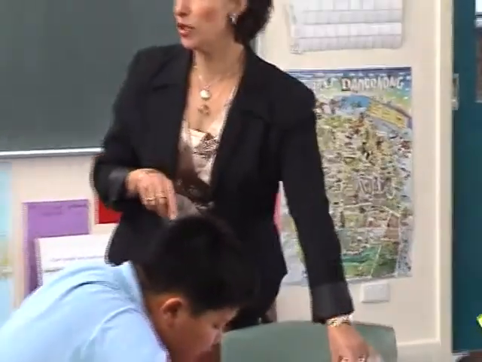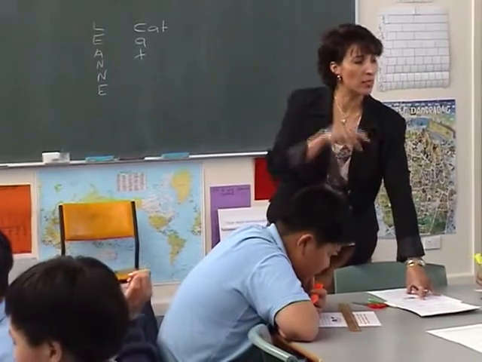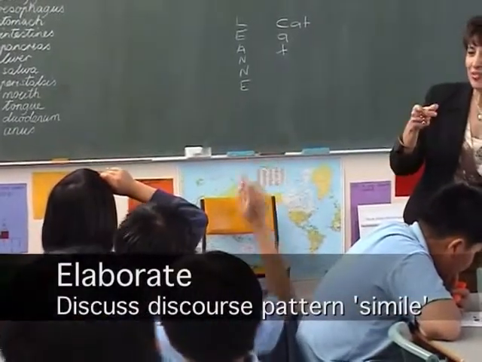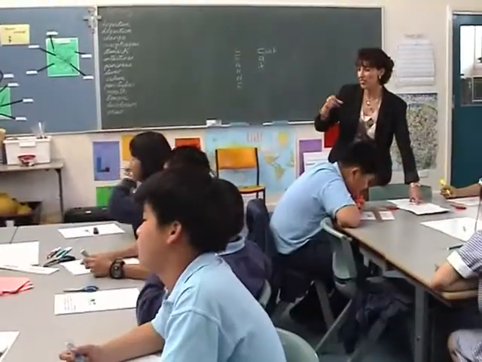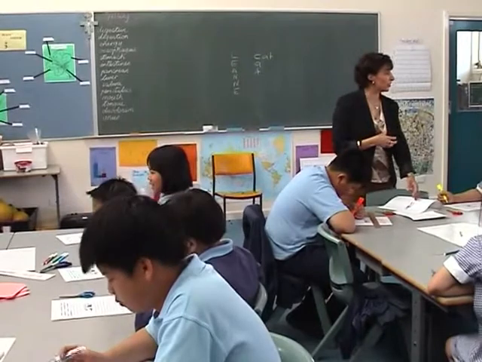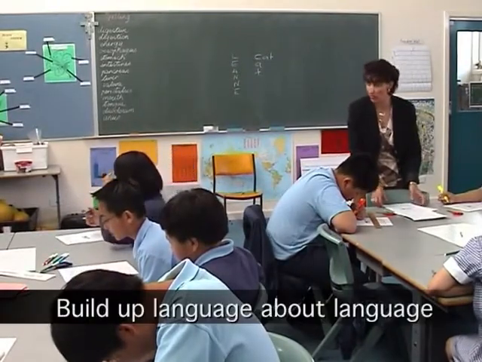Can anyone tell me what we call it, just before we move on, when something is said to be like something else? A simile. Right. Fantastic. So they're saying the sound is like the thunder. It isn't the thunder. Okay, but it's like the thunder. Okay, so we've talked about similes before.